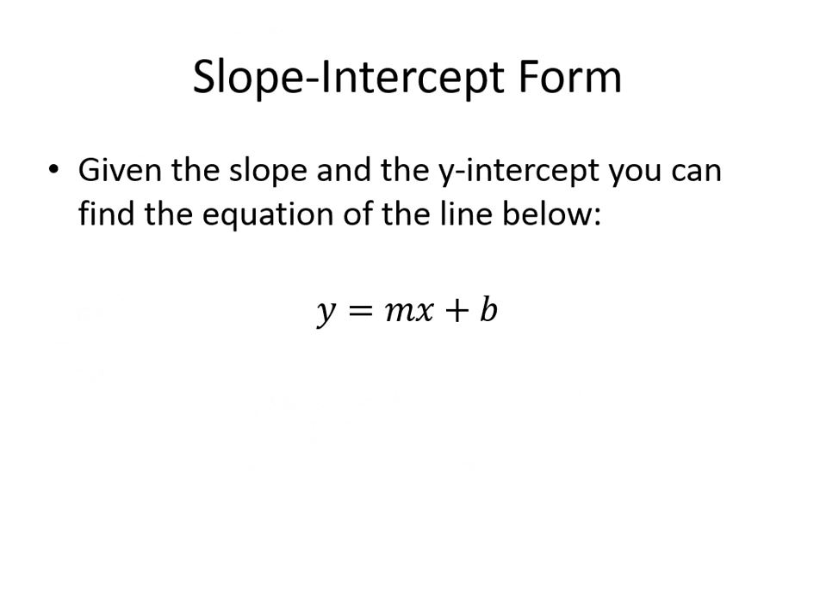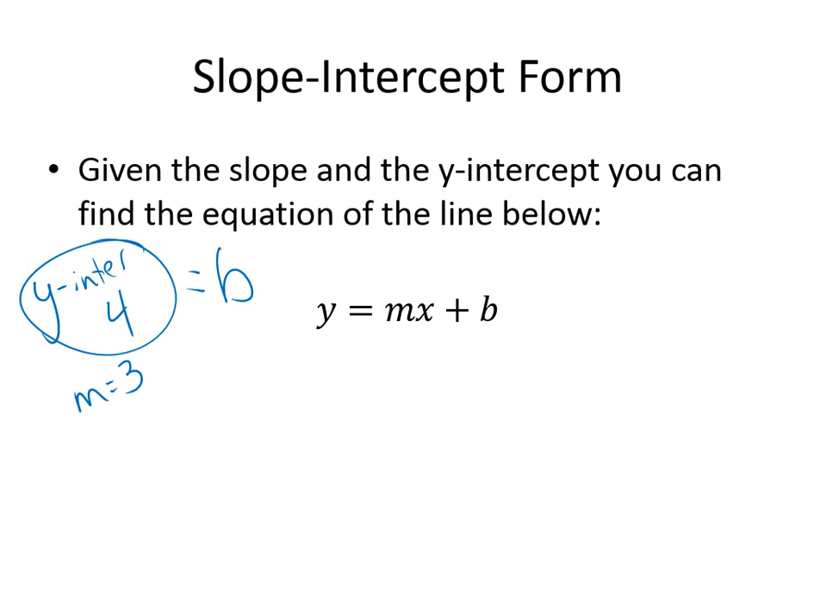Slope intercept form is a little bit different. If you're given the y-intercept, so if I were to say that the y-intercept, or where it crosses the y-axis, is at 4, and the slope is 3, this right here is your b. So you can write this function as y equals 3, the slope, x plus 4, the y-intercept. So if you're given the y-intercept and the slope, you use slope-intercept form. That's why it's called slope-intercept form. This is the y-intercept that you plug in for the b.